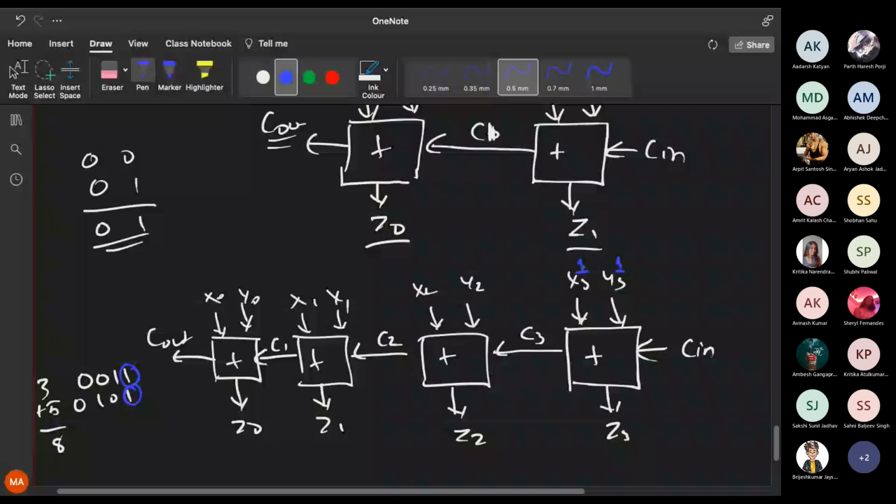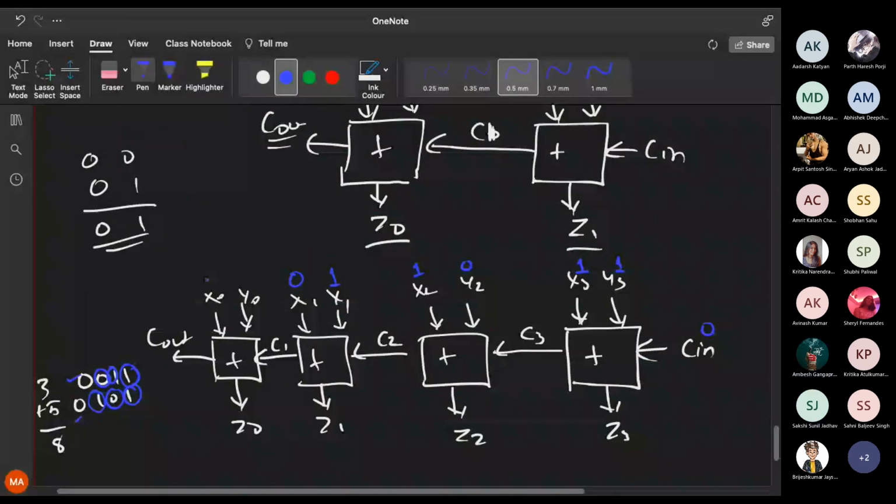After that, what will x2 and y2 be? This is x2 and this is y2, so it is 1 and 0. What is x1 and y1? This is x1, this is y1, so this is 0 and this is 1. And what is x0 and y0? It is 0 and 0. Got this? I have given all my inputs.